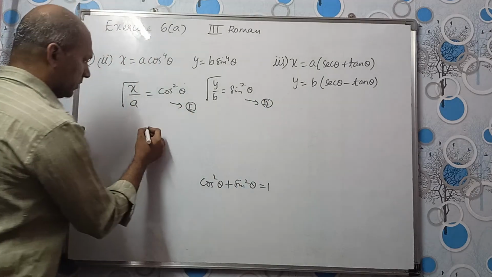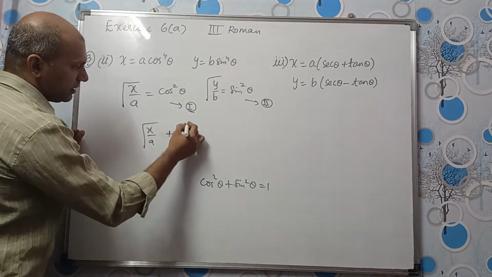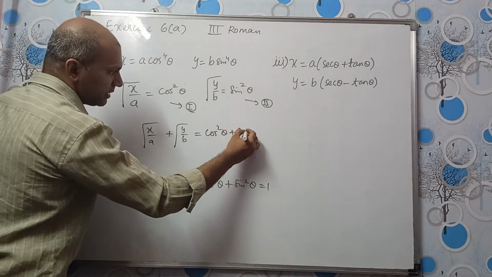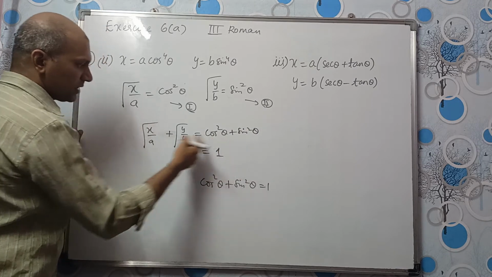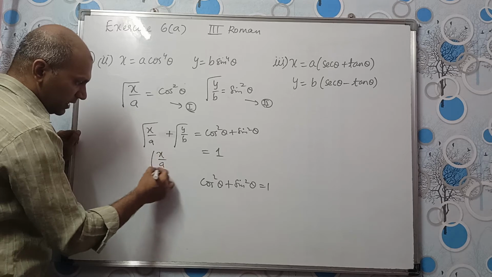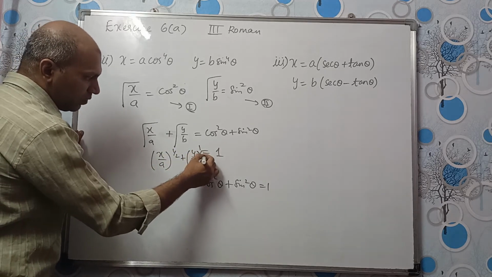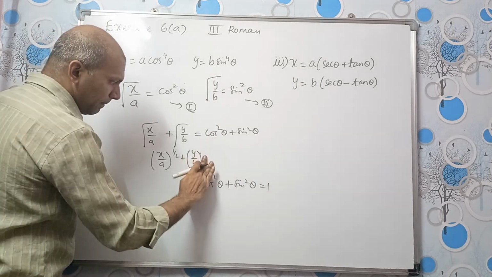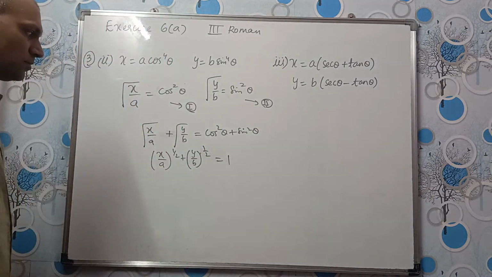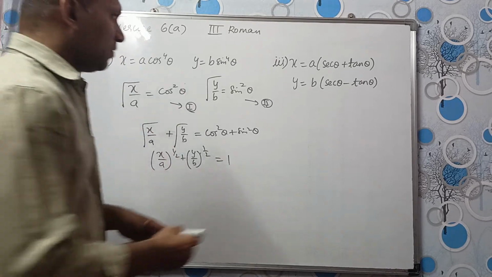If you add these two equations, root of x/a plus root of y/b is equal to cos^2 theta + sin^2 theta. We know cos^2 + sin^2 is equal to 1. So you can also write this x/a as (x/a)^(1/2) and (y/b)^(1/2). Let me write it properly: (x/a)^(1/2) + (y/b)^(1/2) = 1. In this, we don't have theta, right? We eliminated theta. What about this problem?